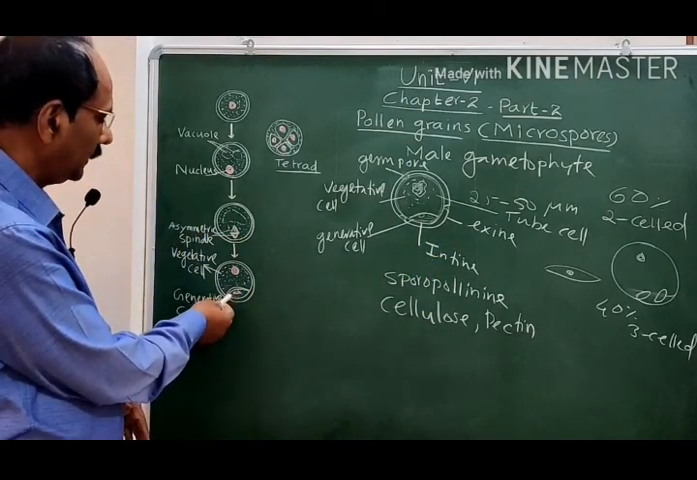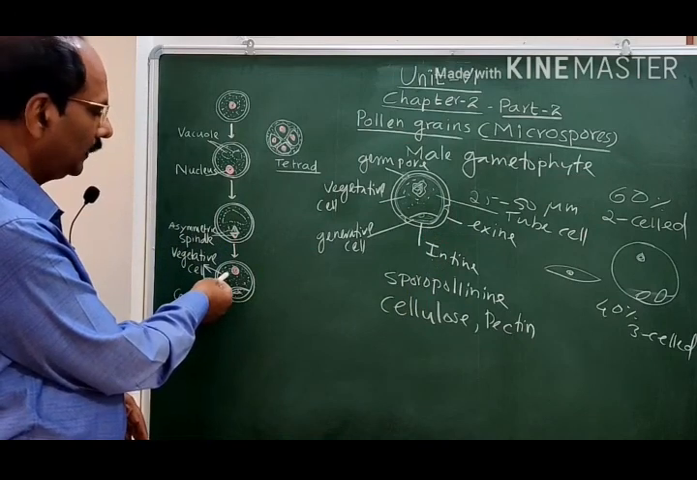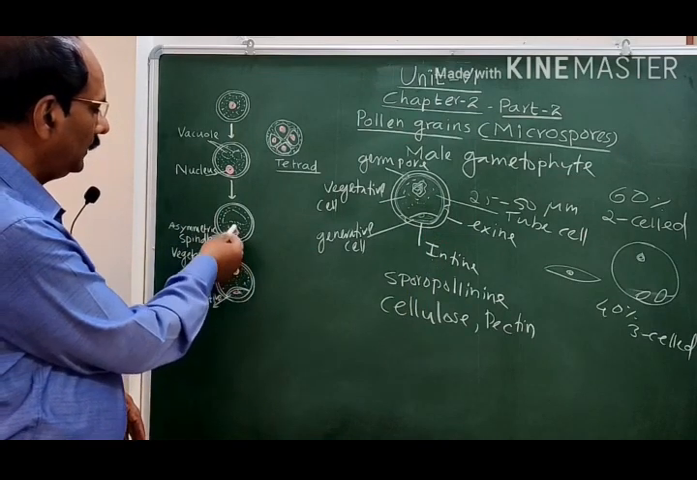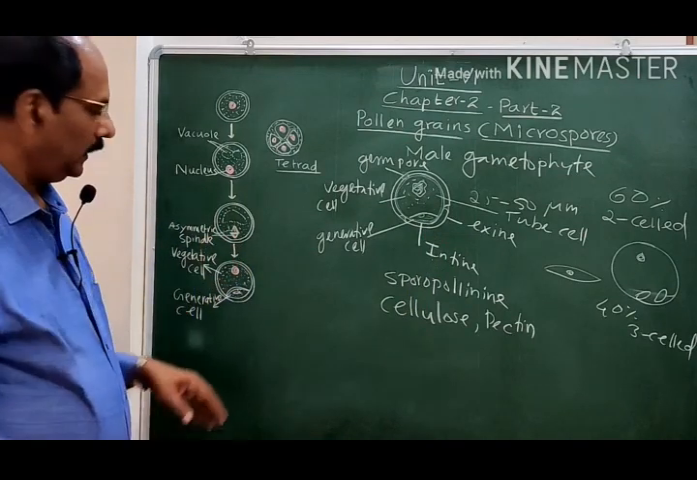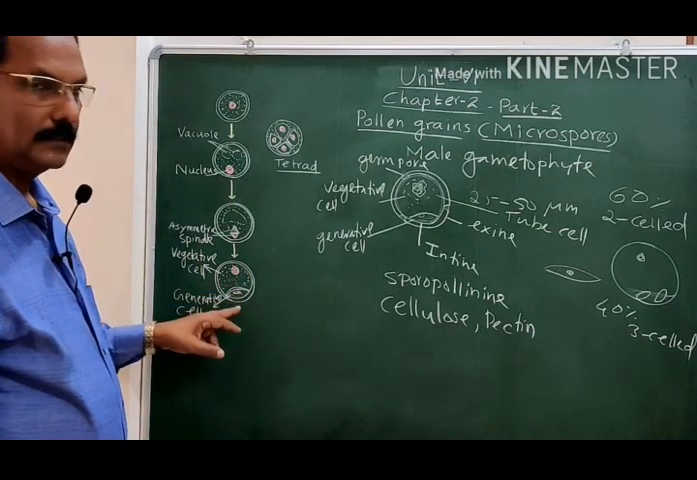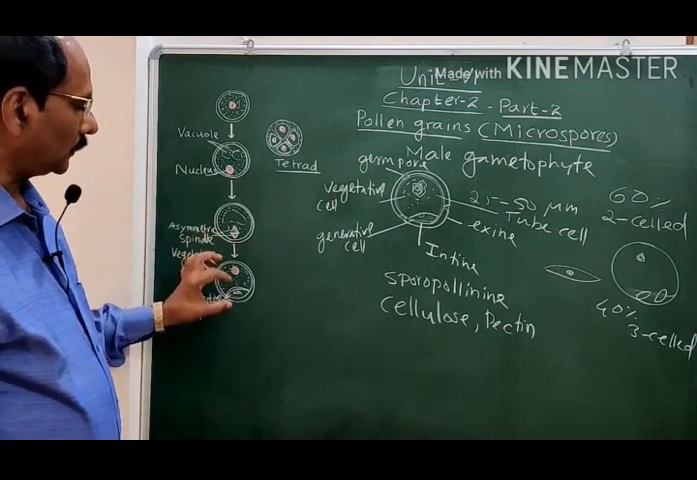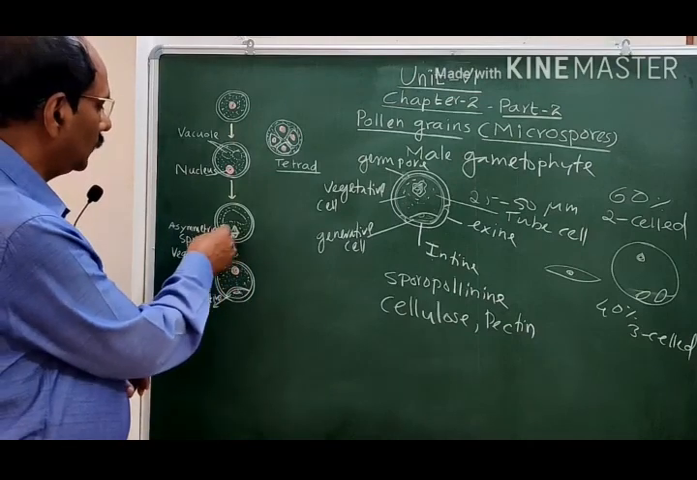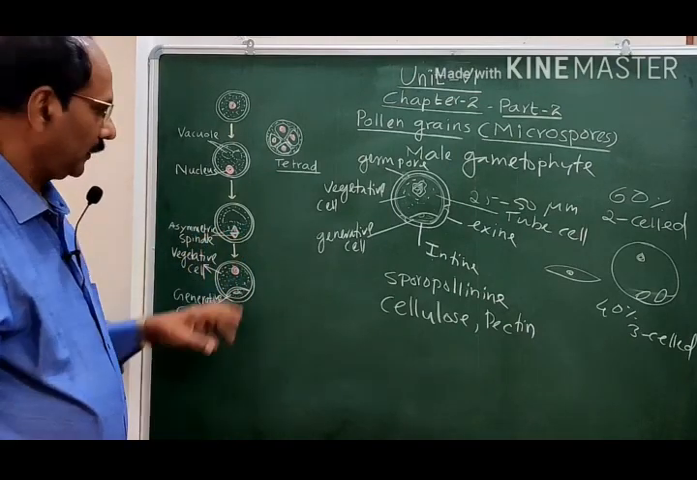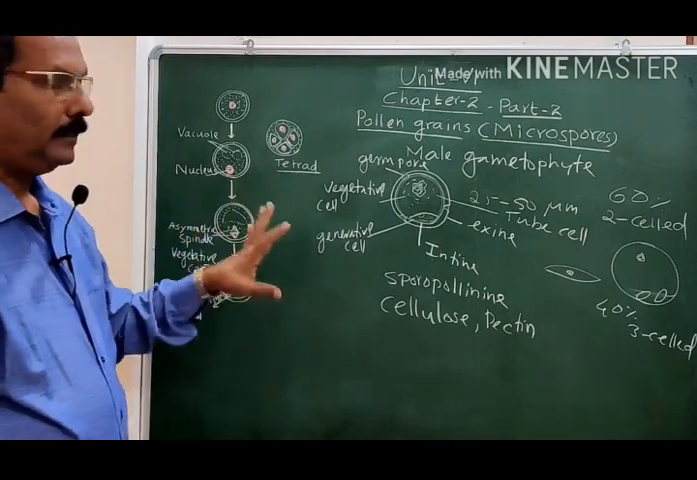So this is the generative cell, this is the vegetative cell, also known as the tube cell, and here is the asymmetrical spindle formation. As a result of this asymmetrical spindle fiber, two different sized cells, one large and one small, are produced. Okay, so that is the structure of the pollen grains.